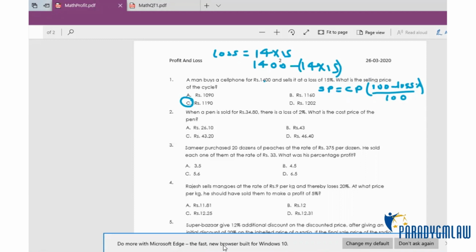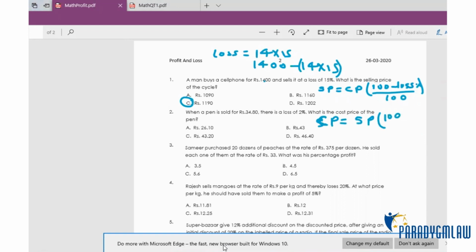Let's move on to question number 2. When a pen is sold for 34.80, there is a loss of 2%. What is the cost price of the pen? So again, the SP is given. I'm looking for CP. So let's put the CP formula.